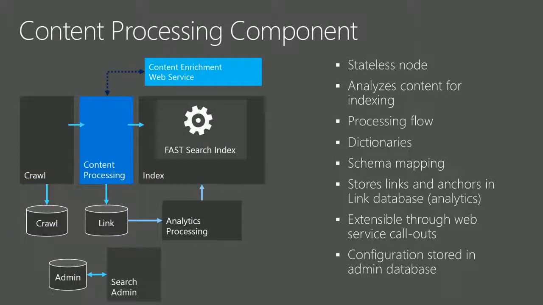Next, we move on. We've crawled the data. We're moving on to the content processing component. This is one of my favorite components because it actually does a lot of work and gives us the ability to do some cool things. It's a stateless node responsible for analyzing the content that's coming in from the crawler. It goes through a processing flow. Some of you might be more familiar with the term pipeline, but there's basically stages in this that do different things, such as dictionary mapping, entity extraction. The schema mapping is one of the most important things, so that takes the crawled properties and maps them to managed properties, which is the index schema.